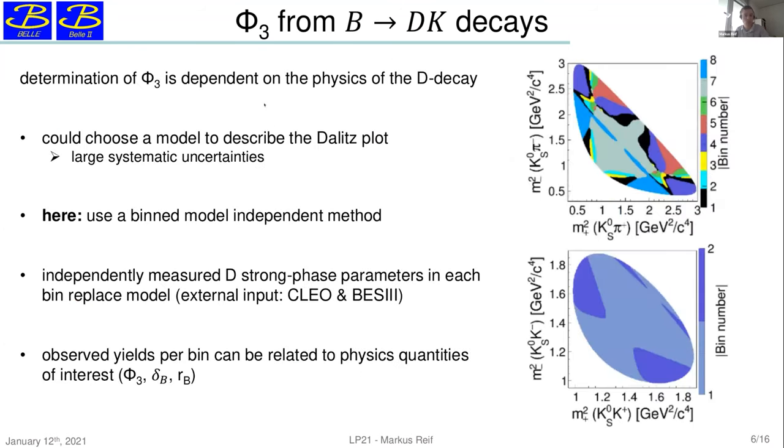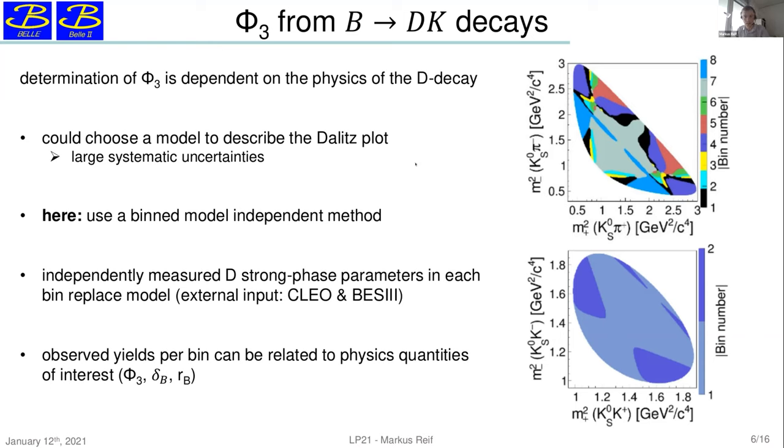Then you have to properly describe your D decay. As I said, we're reconstructing the Ds from K short pi pi and K short KK. So this is a three body decay, so you have a Dalitz plot. You could describe your Dalitz plot with a model that you develop, but this comes with a large systematic uncertainty. So what is done in this analysis is a model independent approach.